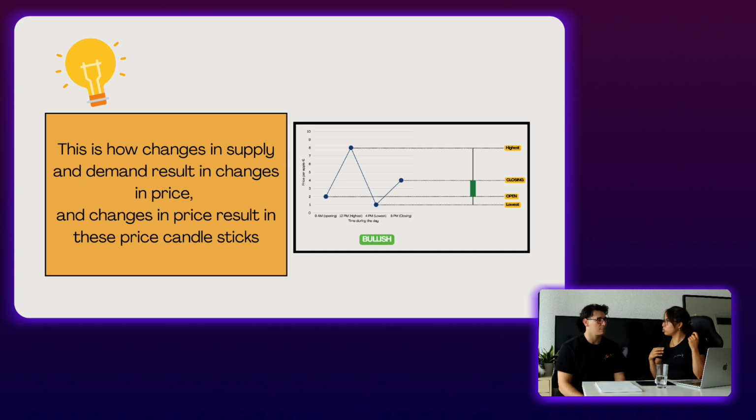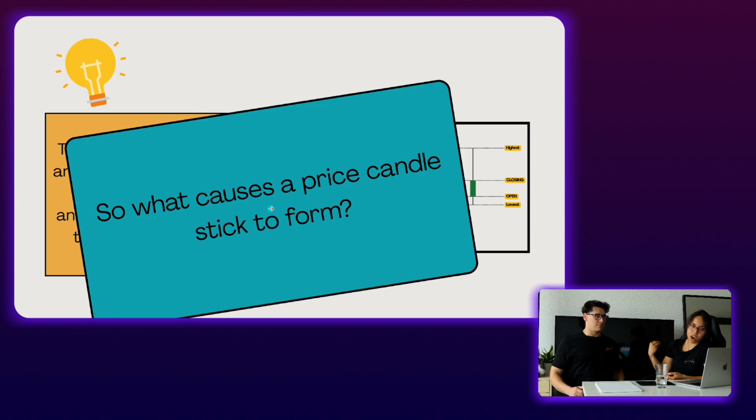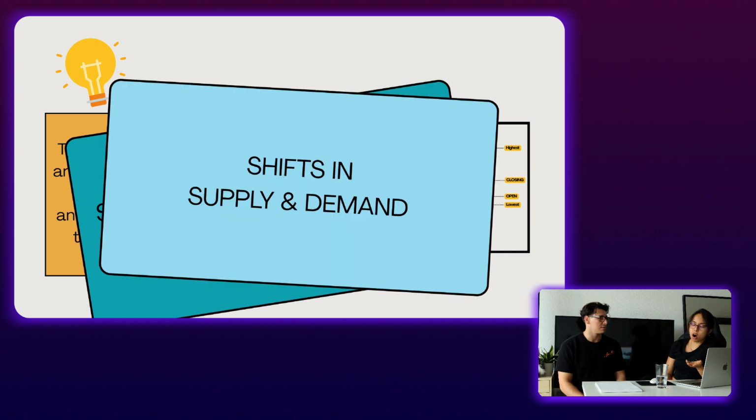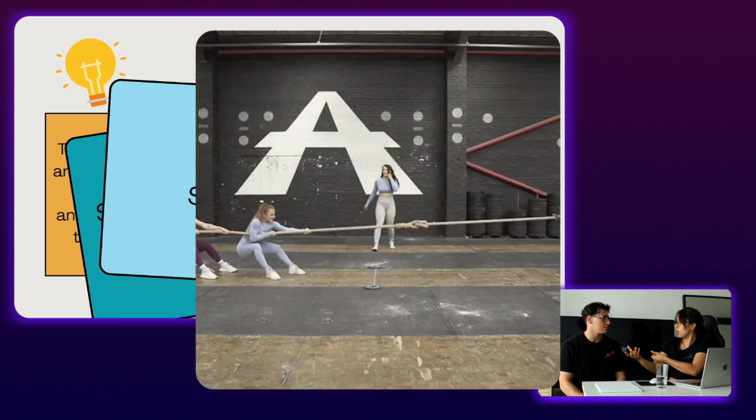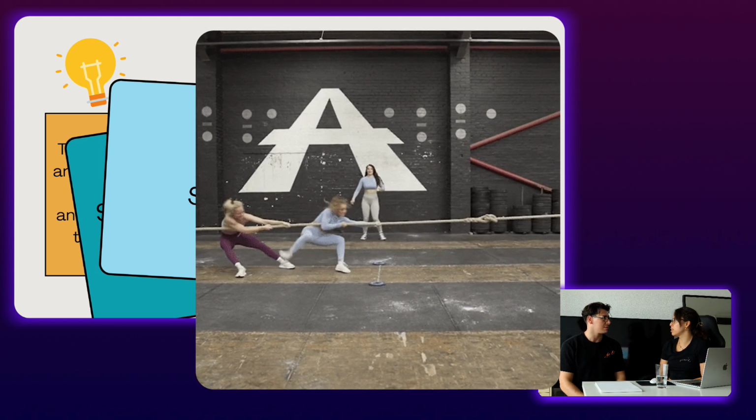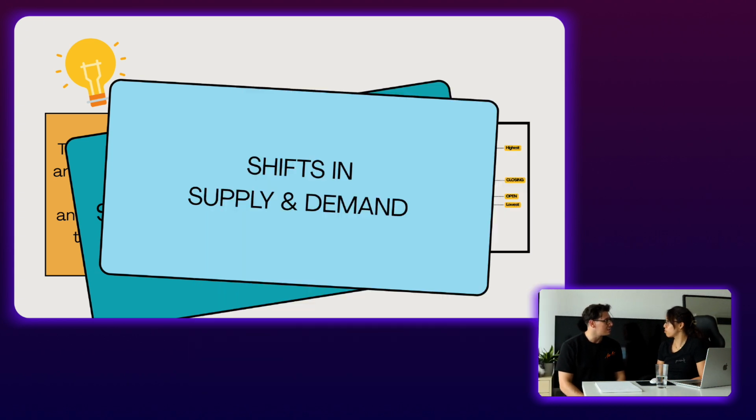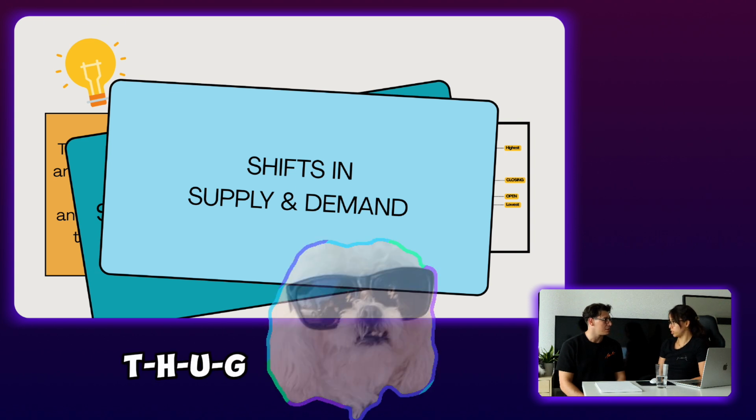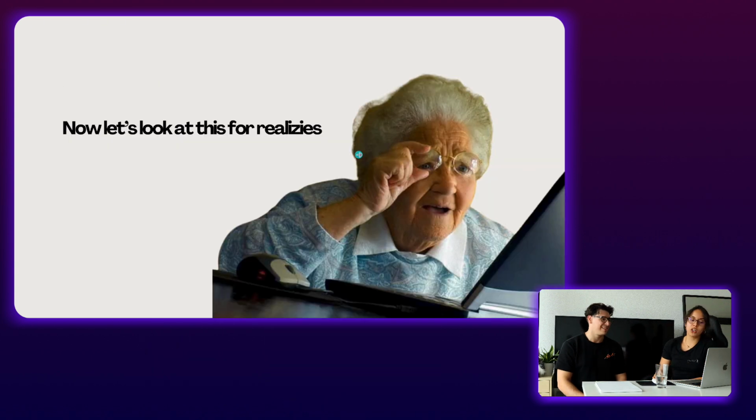So do you see how what happens between supply and demand defines whether a candlestick has an upper wick, a lower wick, how big the body is? It looks like a war. So what causes a price candlestick to form at the end of the day? Supply and demand. The war between supply and demand. The tug of war, the game between supply and demand. Now I want to look at it for real.